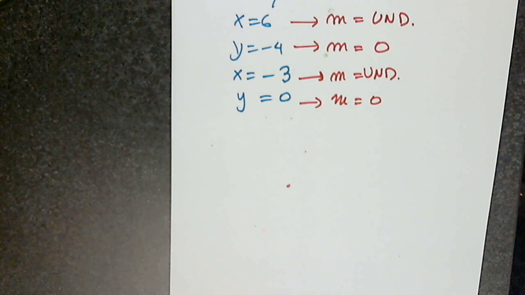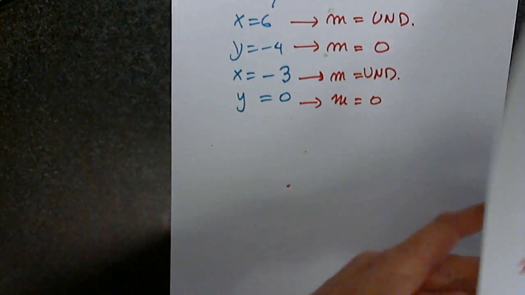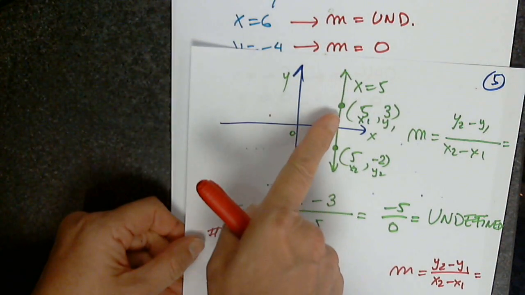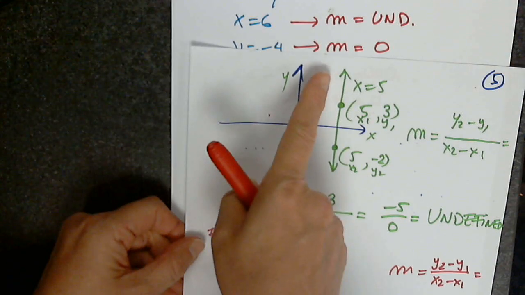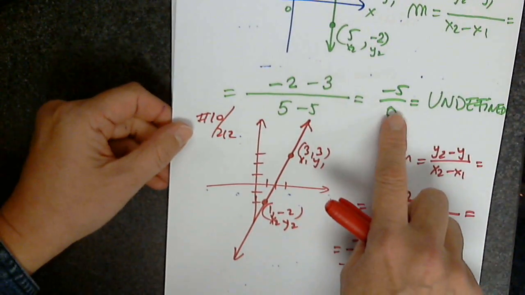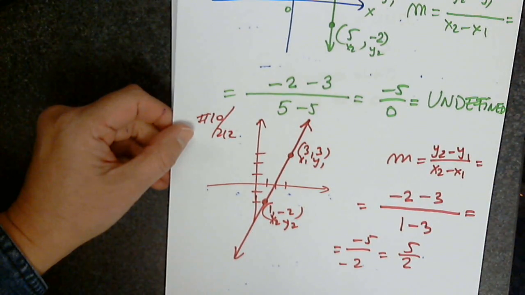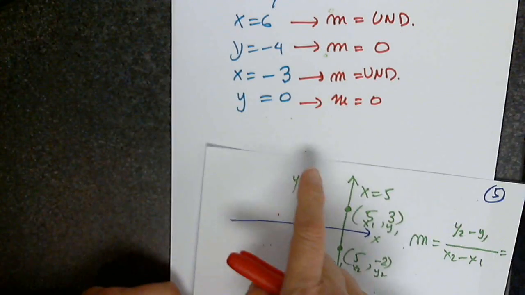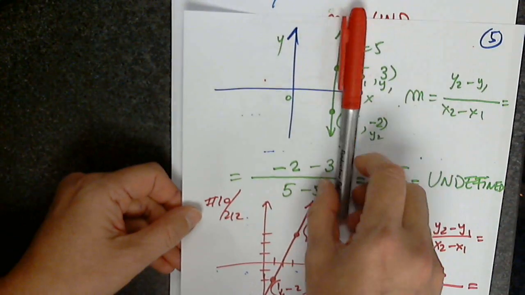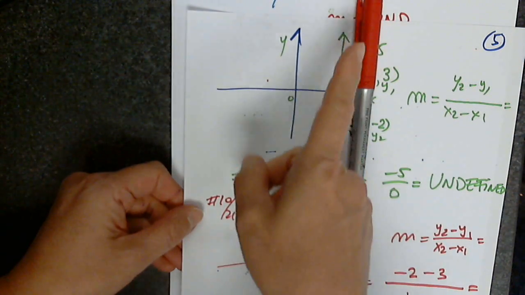Any questions so far? Of x equals 6. So if x equals 5 is this line, x equals 6 is right here next to it. Yeah. Any vertical line has an undefined slope. So x equals 6 will be this line. That'd be a vertical line. Yeah. So this line has an undefined slope, so will this one.